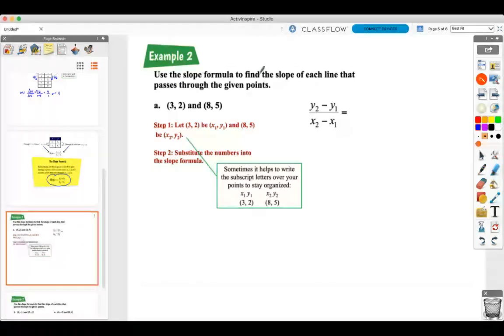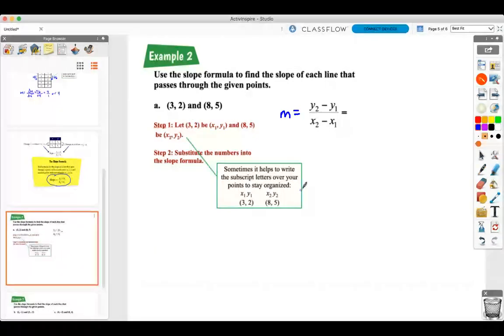Use the slope formula to find the slope of each line that passes through the given points. I have a habit of wanting that m in there in front so badly. The more you see it, the more accustomed you are to it. So let (3, 2) be (x1, y1), and (8, 5) be (x2, y2).